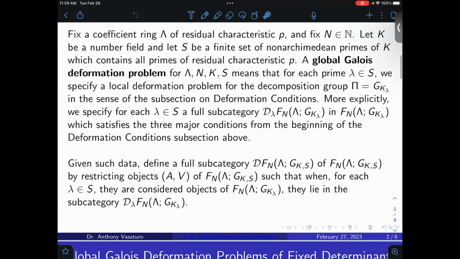So, given such data, we'll define a full subcategory D_n^Λ(G_{K,S}) of F_n^Λ(G_{K,S}) by restricting to objects AV in the big category such that for each λ in S, when they're considered as objects of the local space F_n^Λ(G_{K_λ}), they actually lie in the subcategory D_λ. Okay, so basically you're going to define a deformation problem locally for each prime in S, and then when you move up to the global space, you're just going to require that things, when you consider them as local deformation problems, restrict down to the correct subcategory you define for each prime in S.